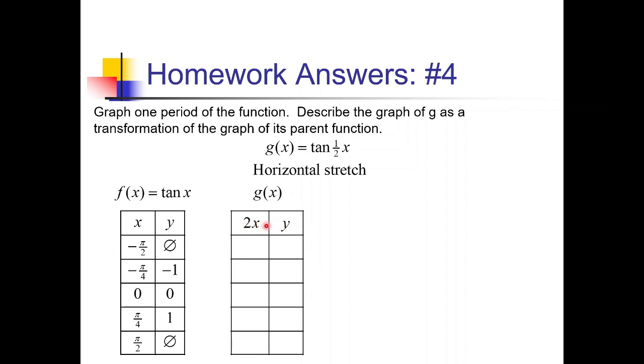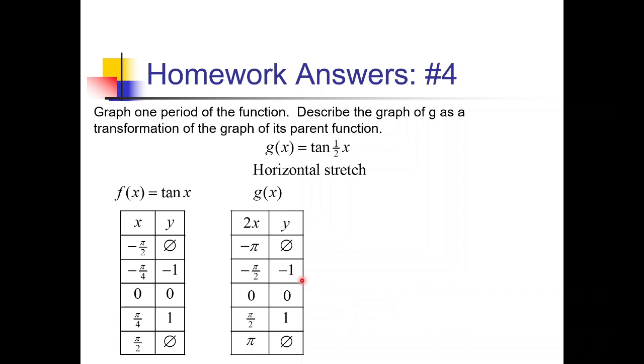So for 2 times x, we multiply each of these x values by 2. So negative pi over 2 is just going to become negative pi. Negative pi over 4 becomes negative pi over 2. 0 is 0. Pi over 4 is now pi over 2. And pi over 2 is now pi. For the y values, we just keep the originals. We're still undefined at negative pi over 2. Then we've got negative 1, 0, 1, and undefined.